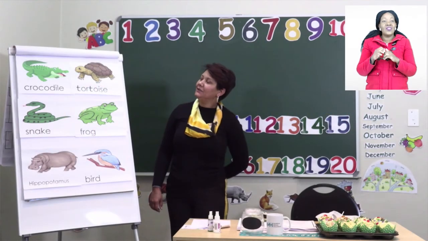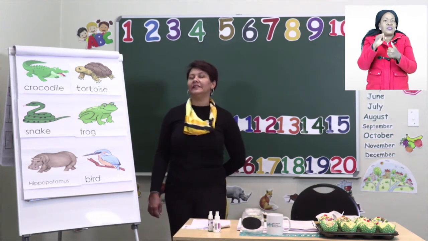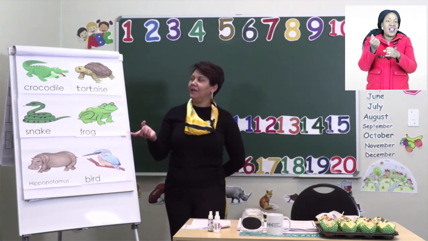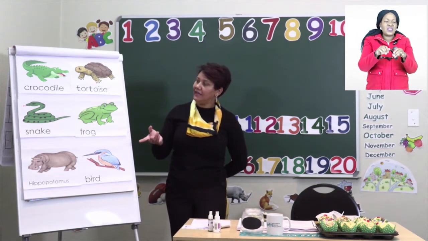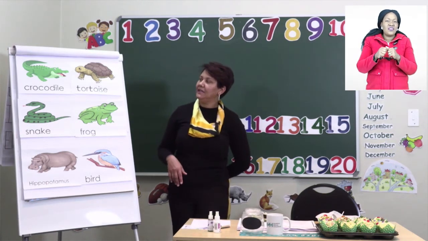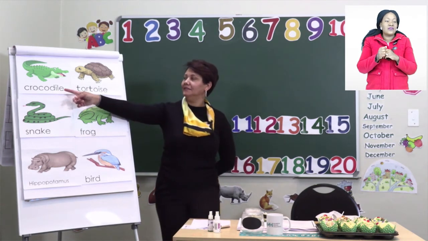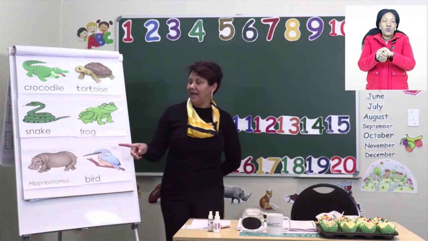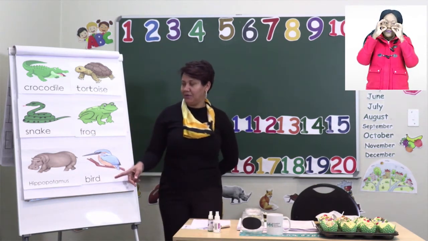Well, friends, you remember earlier I just said that we have different kinds of wildlife. We have our animals that live on the land. We have reptiles that live in the water and on land. And we have mammals and we have birds. Now let's look at the ones that I have here. I have a crocodile, I have a tortoise, a snake, and a frog, a hippopotamus, and a bird.